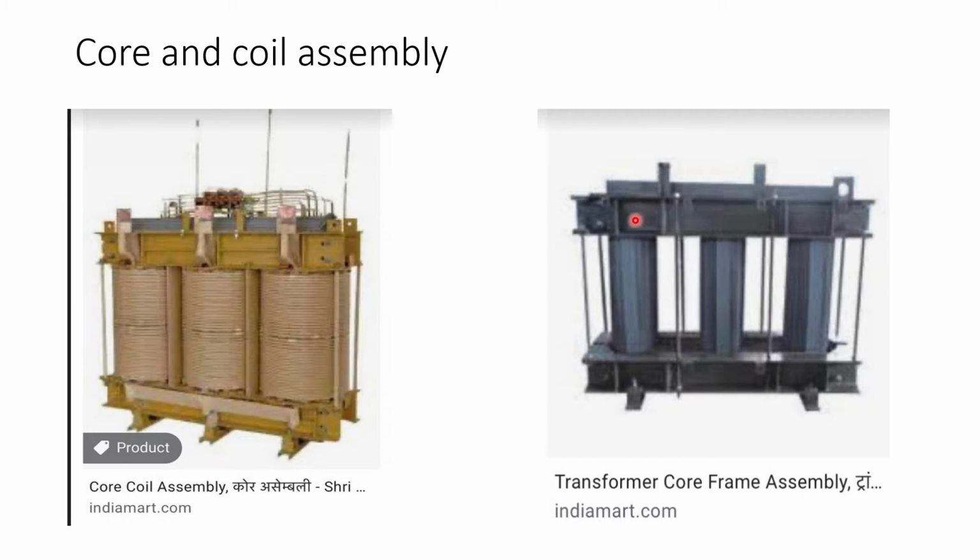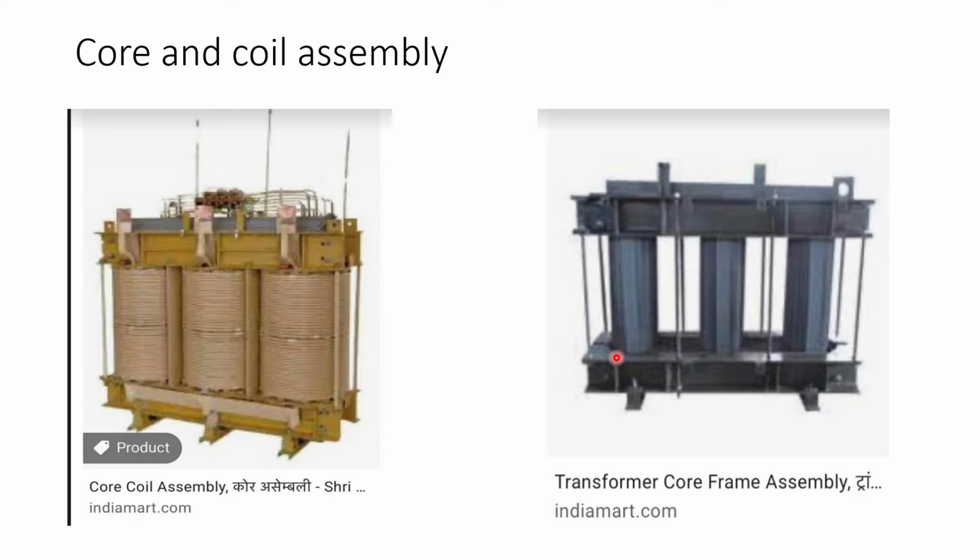So if we look here, this is a core. So you have one limb, two, three. Because we have three phases, that's why we have three limbs. You also have the returns or the yokes that connect the limbs together. So you have the top yoke and the bottom yoke. And what holds everything together is the core clamps. You have core clamps and you have tie rods, and different designs use different structural components.